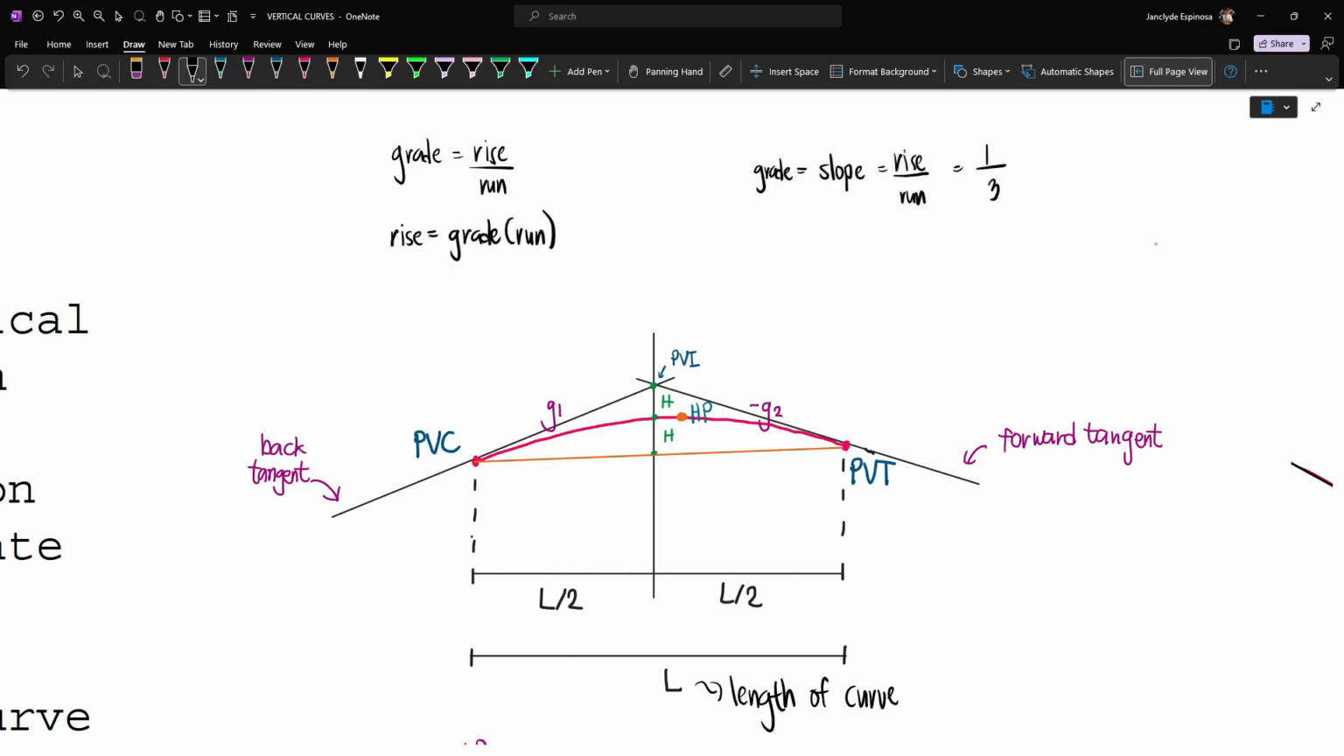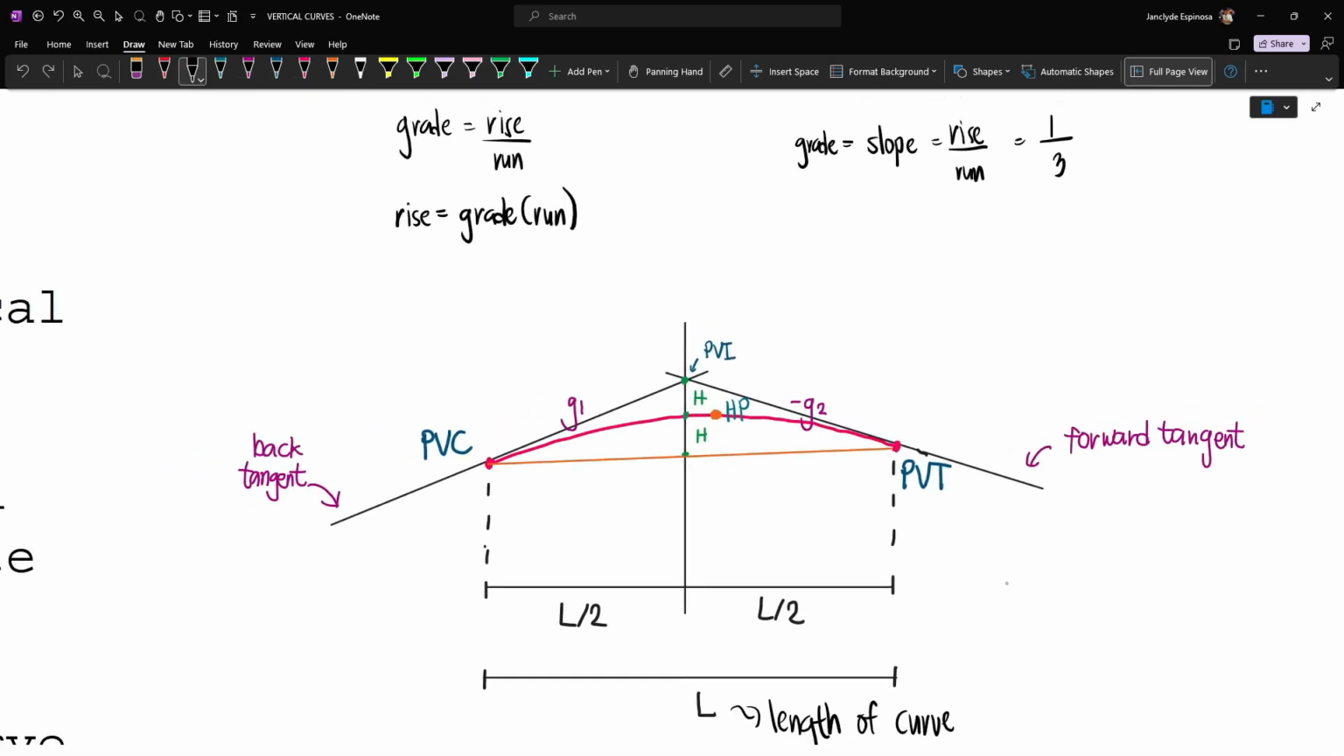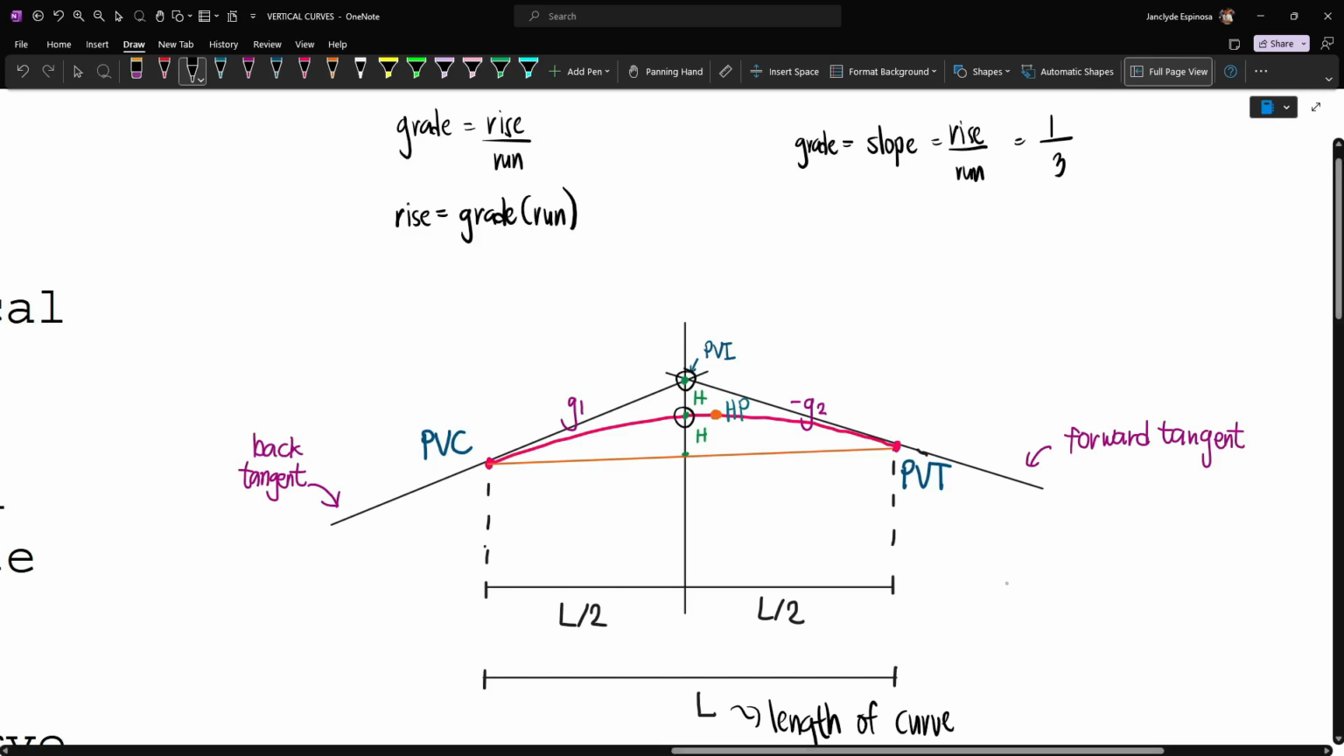Now first, let's try to make a formula for this distance h. Now this is also another concept for vertical parabolic curves. The distance from PVI to a point on the curve along a vertical line from this point is equal to h. And if we also draw a line from the midpoint of the long chord up to the same point on the curve, then that distance will also be h. And so let's try to solve this value because this will be important in our calculations.